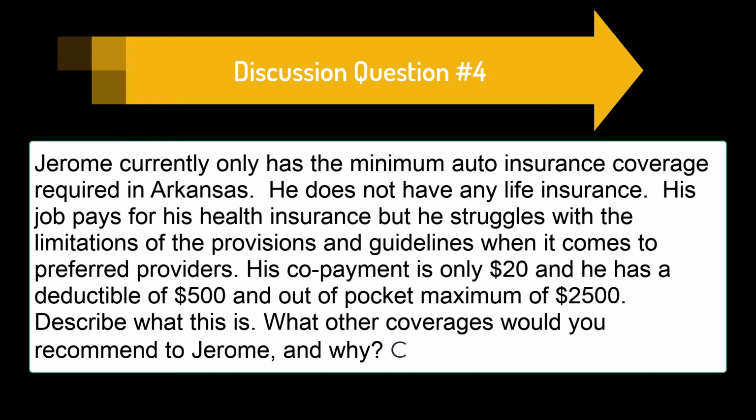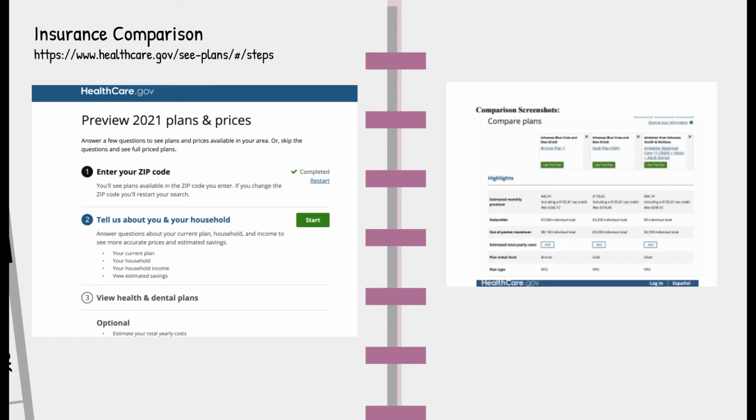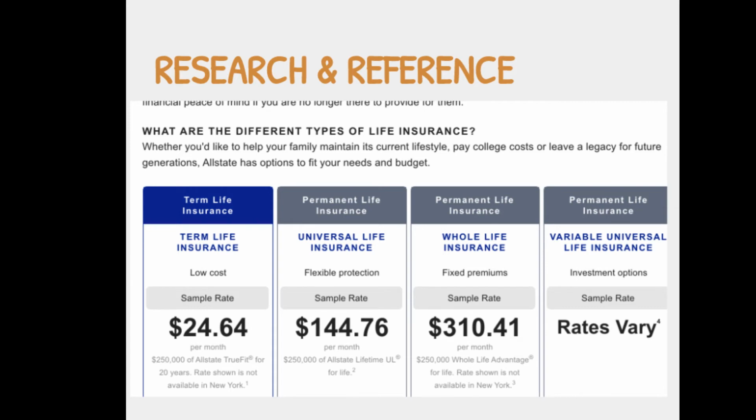Moving into discussion question 4, you're going to determine what type of insurance coverage you would recommend for Jerome. Go back to your assignment over insurance comparisons and do the research based on his needs, what he has, and then determine should he change insurance, keep his insurance. There's no PFP for this one. And in addition, you'll also have to do a little research on your own and use your text for reference to determine what type of life insurance that Jerome would need.